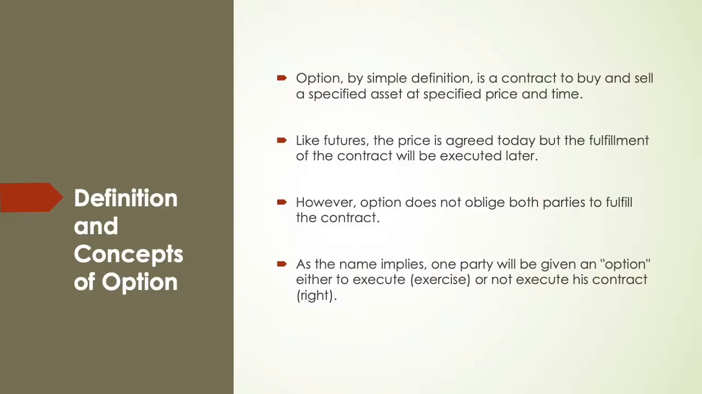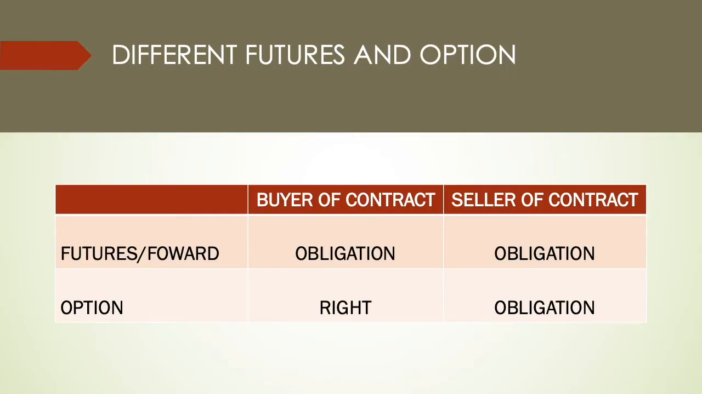So option, by simple definition, is a contract to buy and sell a specified asset at a specified price and time. Like a futures contract, the price is agreed today, but the fulfillment of the contract will be executed later. However, an option contract does not oblige both parties to fulfill the contract. As the name implies, one party in an option contract will be given an option either to execute or not execute his option contract. So this table shows the difference between futures and option.